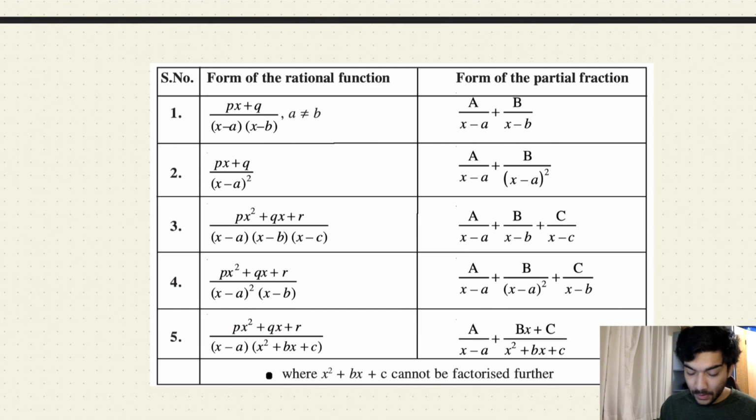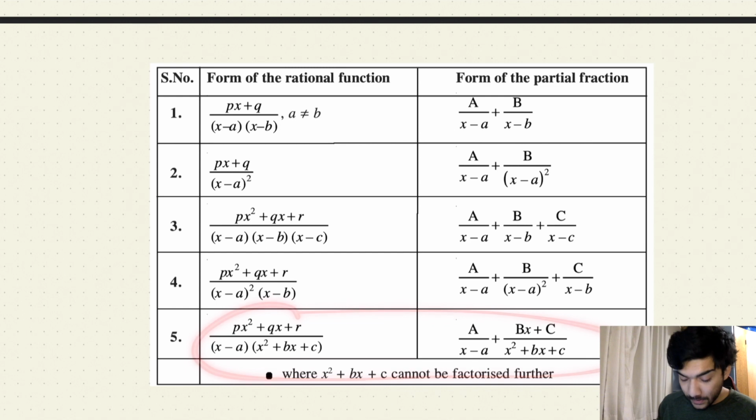And then in the fourth one, we have a combination of both of those patterns, the patterns which we saw in the first and second expression. So what you'll do is first you'll write A upon x minus a, then you'll take the square of this x minus a term and write B upon (x minus a) whole square, and then you have one x minus b term, so you'll write C upon x minus b.